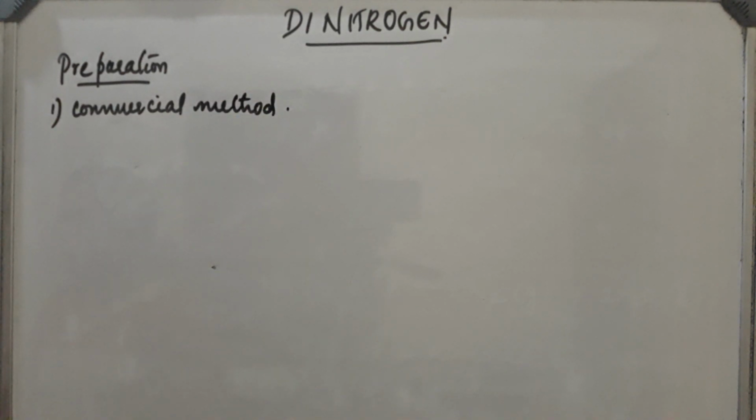Liquefaction and fractional distillation of air gives liquid nitrogen at a boiling point of about 77.2 Kelvin. First it distills out, leaving behind oxygen at a boiling point of 90 Kelvin.